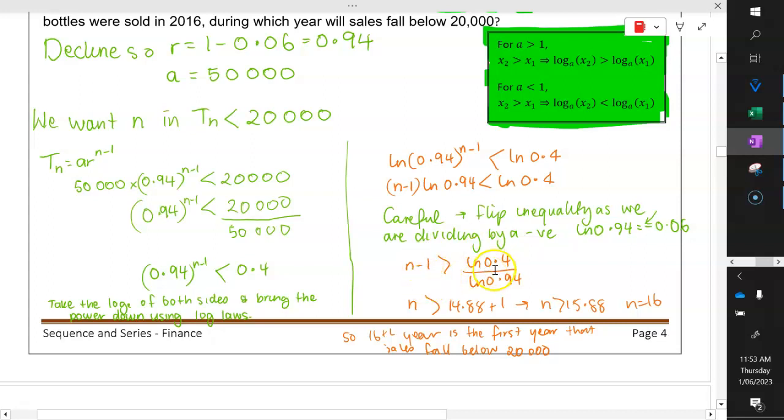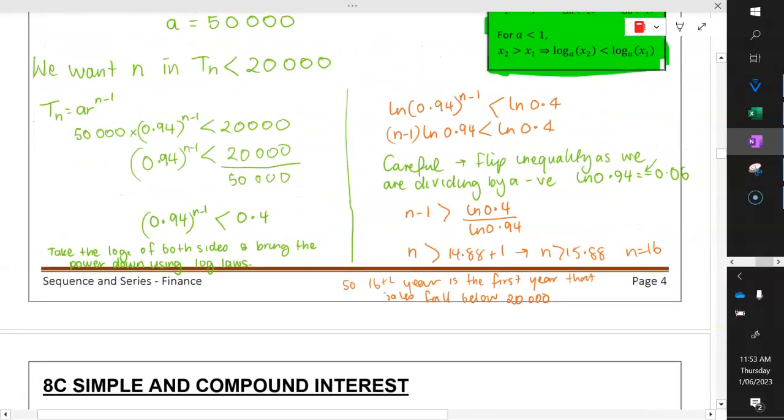I divide, I add 1, and I get 15.88, and I end up with 16. If you had the inequality the other way, you'd get 15. So it's going to make a big difference to our answer. So the 16th year is the first year that our sales fall below 20,000. And that's the end of that section.